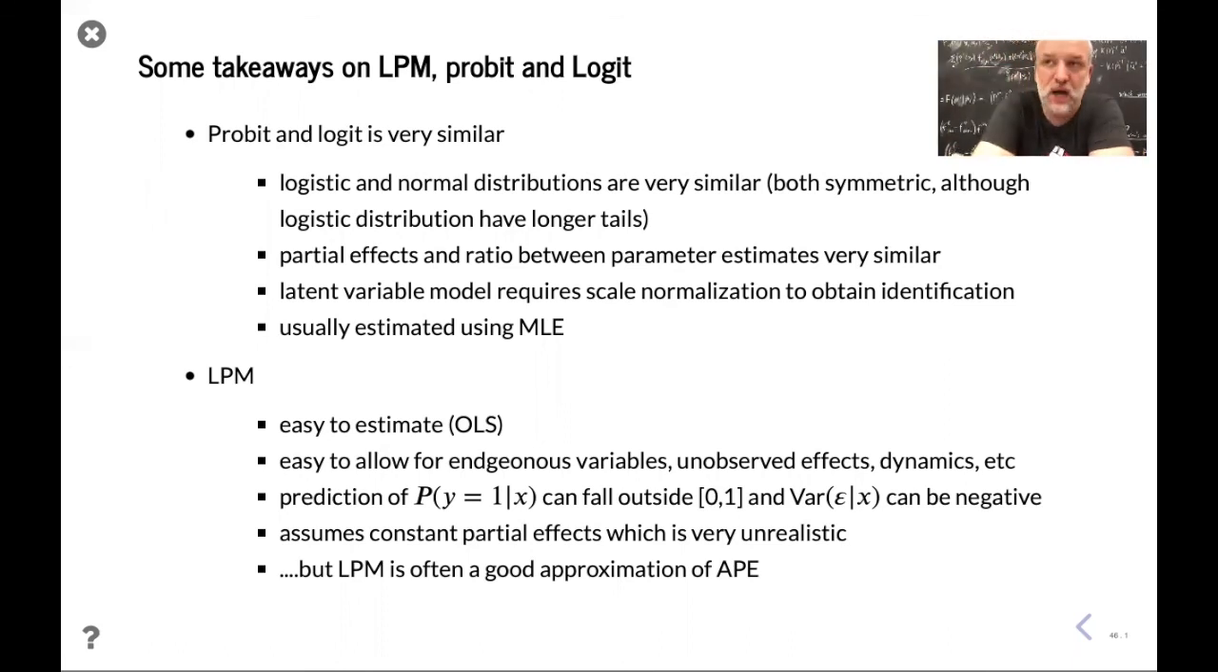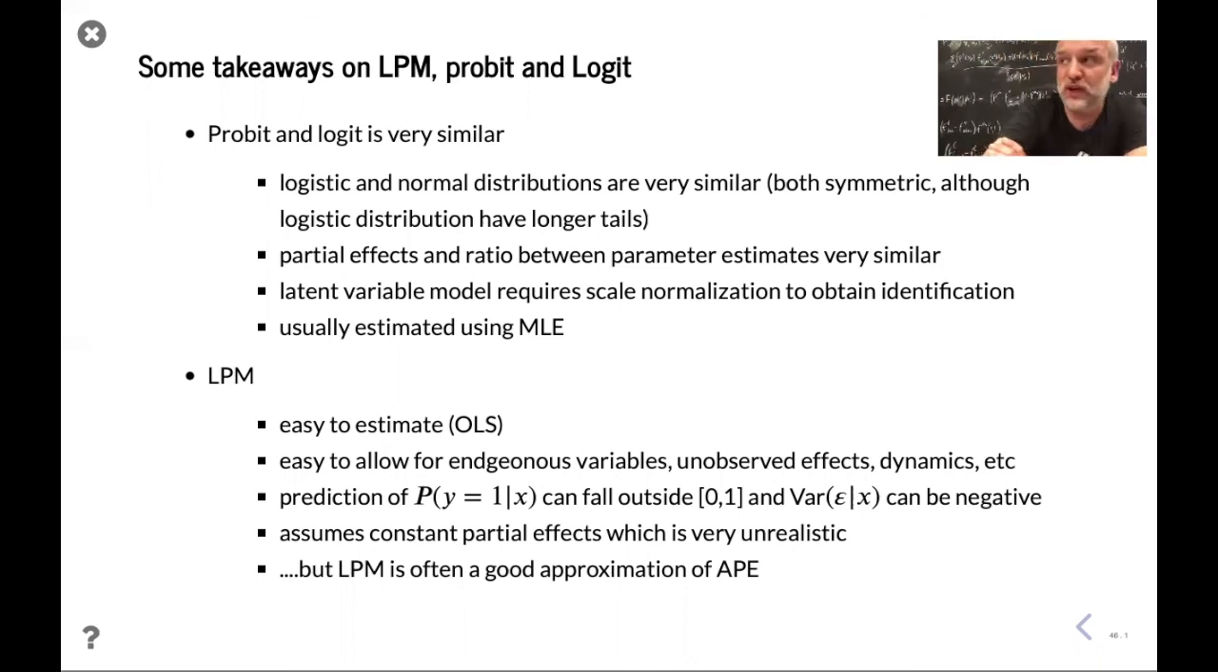Okay, it's a model, and that's one thing. You specify a model, and then you choose your estimation method depending on the data you have available and the extent to which you believe the assumptions are true. Here, the obvious choice is maximum likelihood for these basic logit and probit models. For the linear probability model, it's very easy to estimate with OLS, and easy to allow for other extensions.